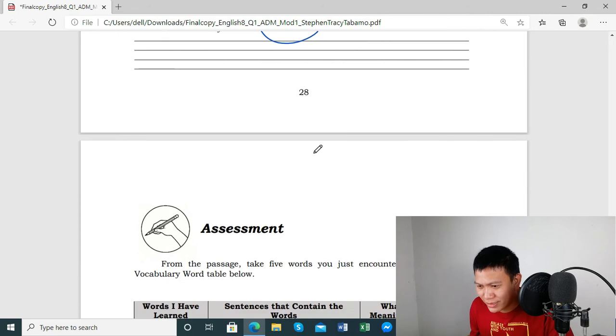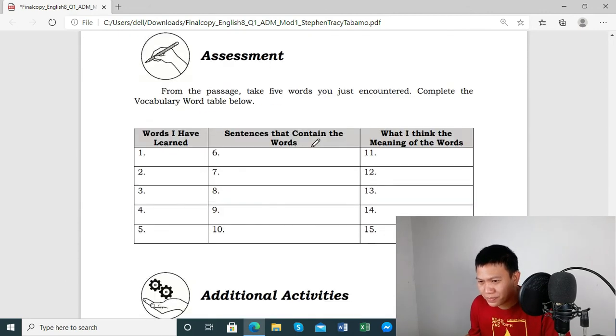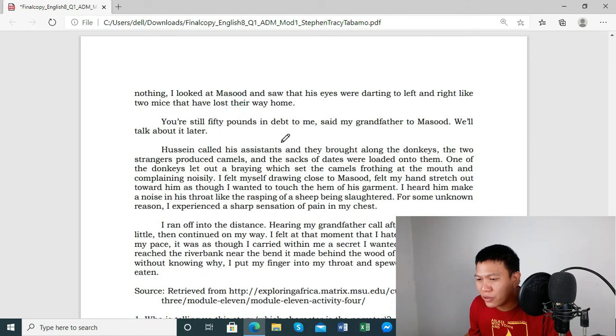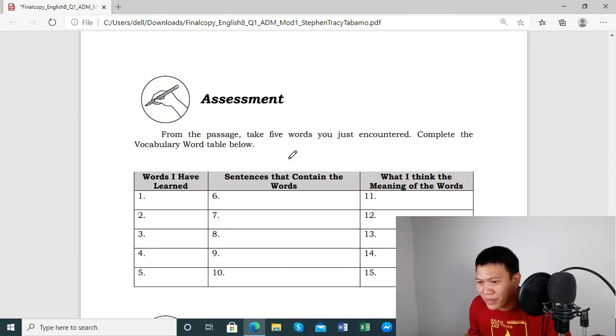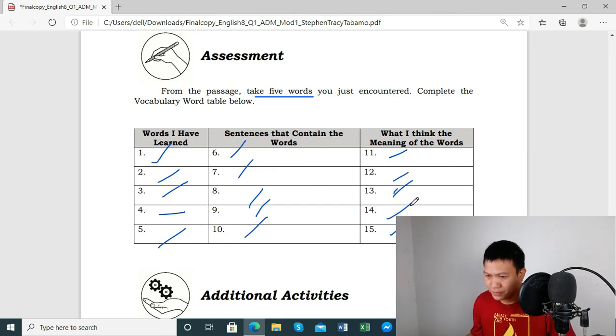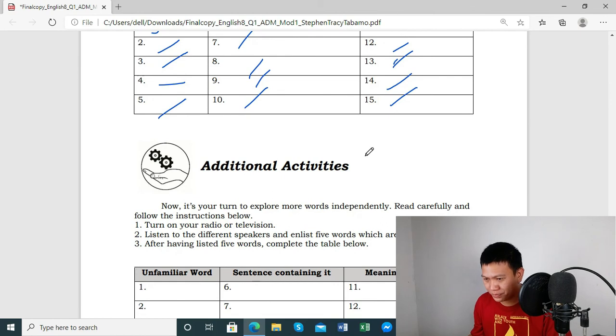Okay, so mula dito sa binasa ninyo, from the passage, from A Handful of Dates, take 5 words. So maghanap ka ng 5 words na na-encounter mo. Words I have learned. Isulat mo dyan. Tapos isulat mo saan sentence sila kabilang. Yung buong sentence, yung buong pangungusap, isulat mo siya. And then what you think is its meaning. So you will write it there. Next, activities.